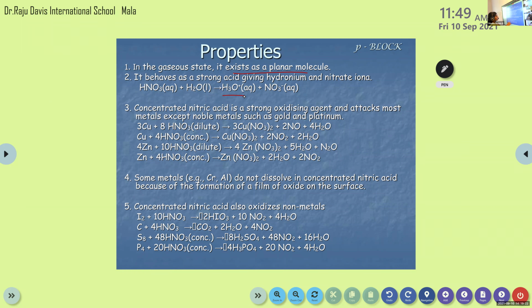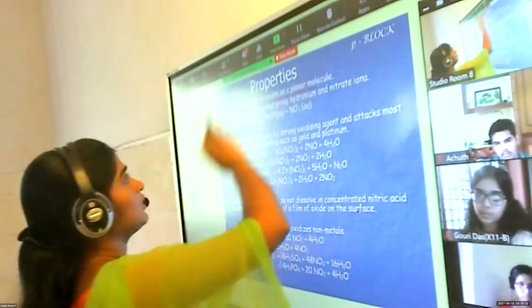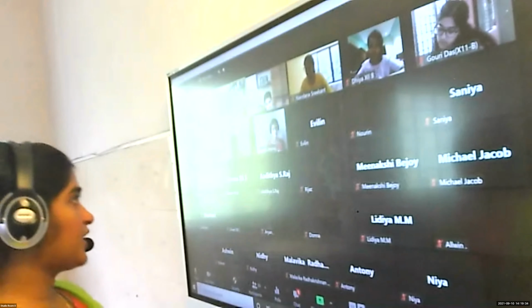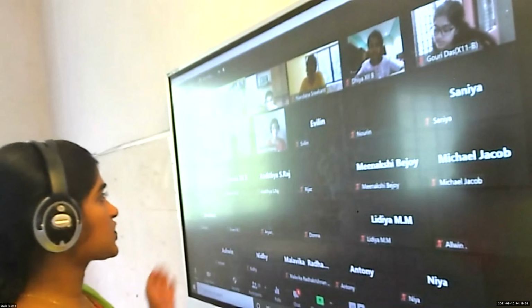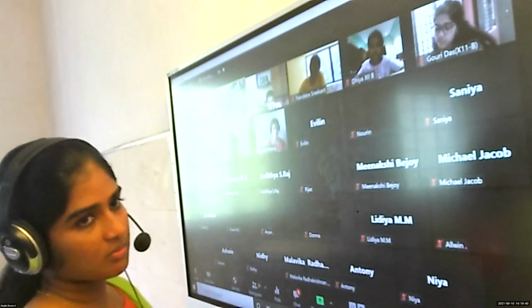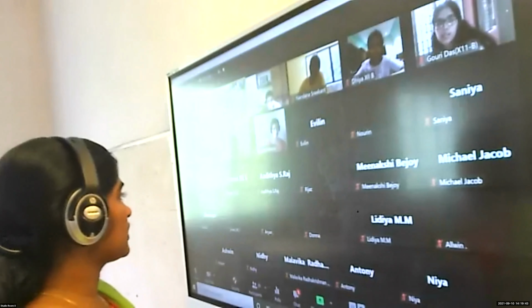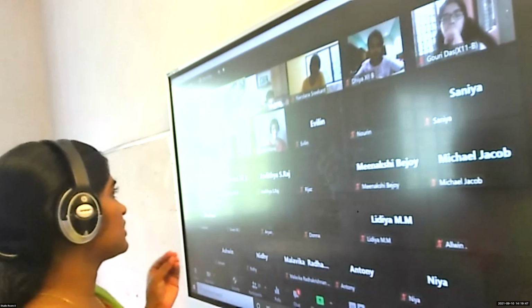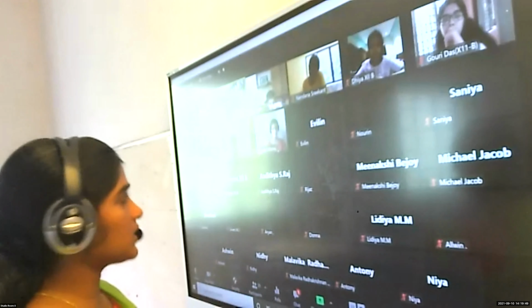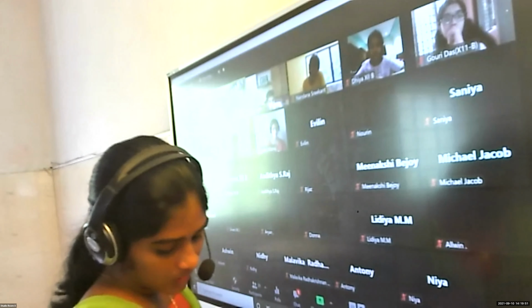And then we can discuss the remaining things in the next class. Now it's time, right? Yes. So we have discussed dinitrogen, its preparation methods, properties, uses. The next one is ammonia, its preparation method, properties, uses. And the third one is nitric acid. We have completed the preparation methods. Then we have started the properties. Then properties and uses we can complete in the next class.